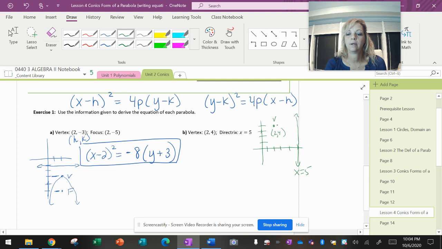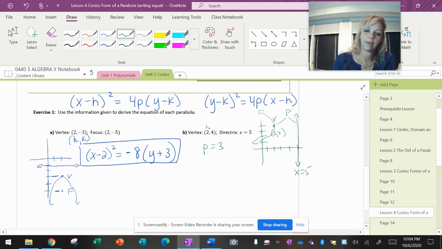That means that I've got the focus on the other side, right? So it's opening to the left, which means if it's left-right, it's a y squared. Because it opens to the left, 4p will be negative. And the p-value is that distance between the focus and the directrix. So there's your p, which will be 3. Okay, so I've got p equals 3.